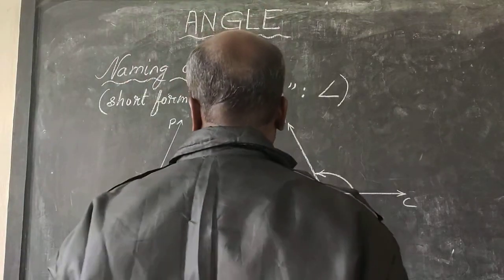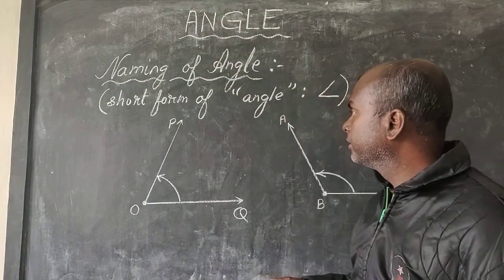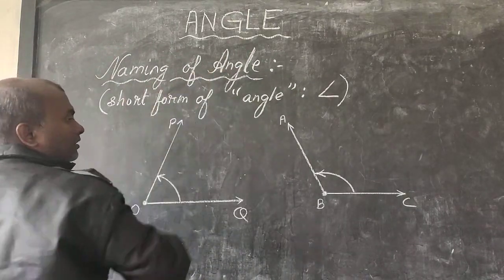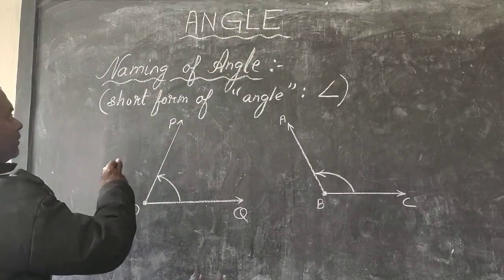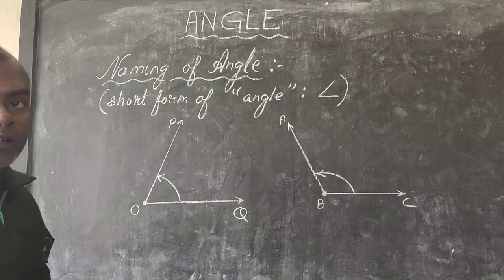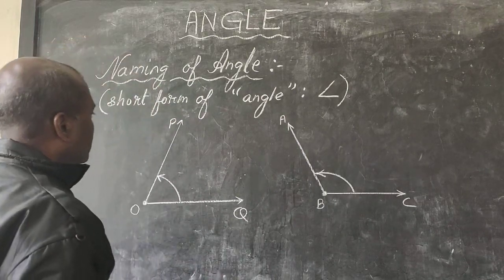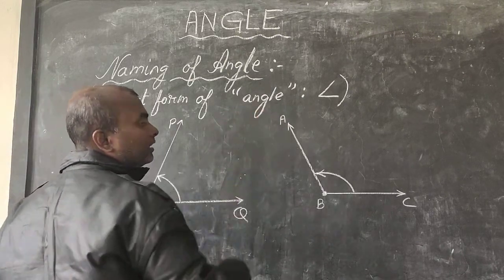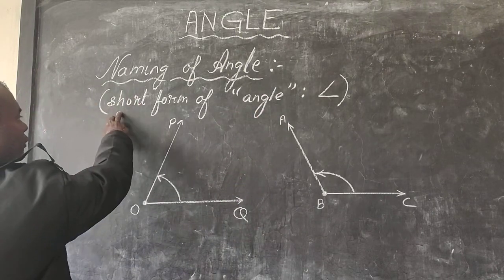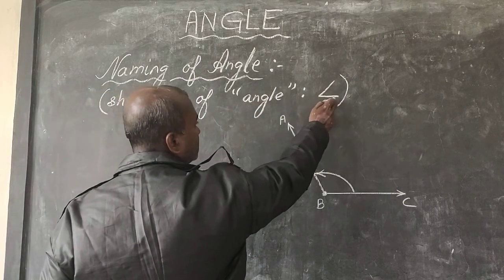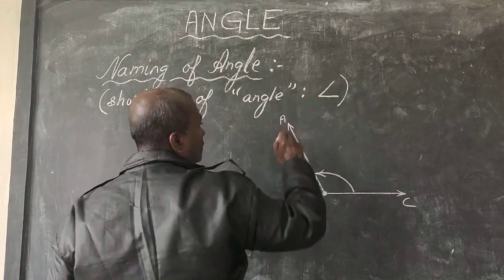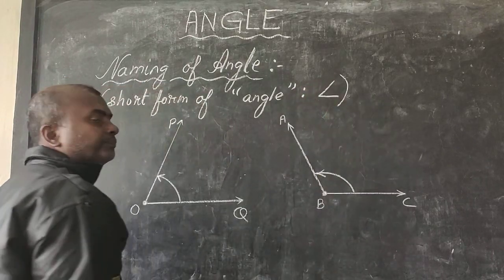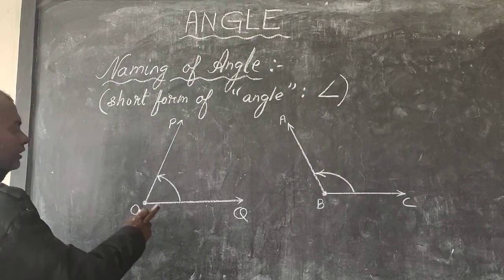Okay, two angles I have drawn over here, as you can see. Now we will learn how to name an angle. By the way, ANGLE is the spelling of angle, right? And every time it is not possible in mathematics to write this word angle. So there is a short form of this word. It looks like an angle only, so the short form is given in the shape of an angle. Alright, so how do you name this angle?